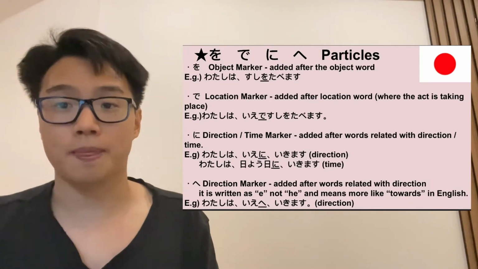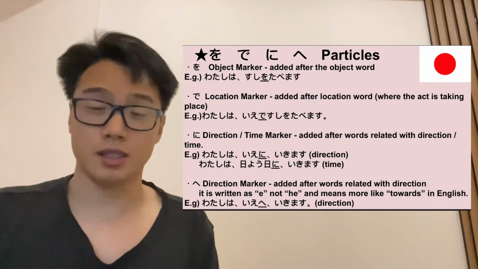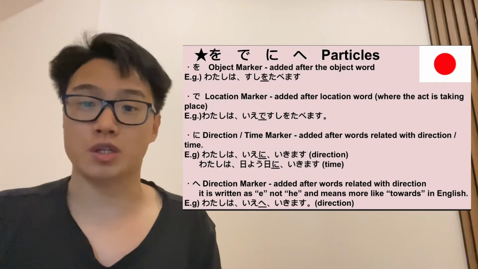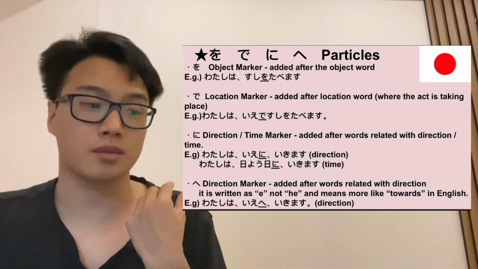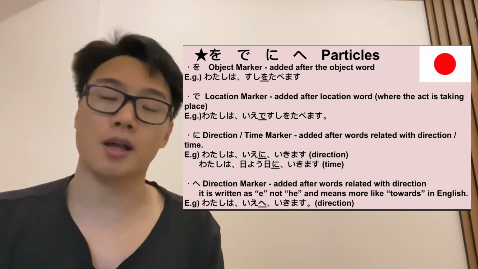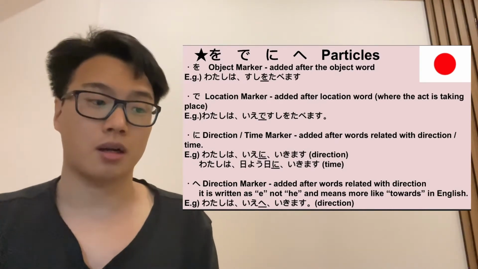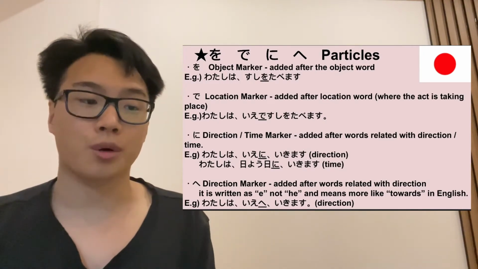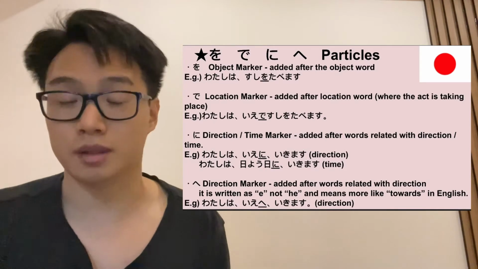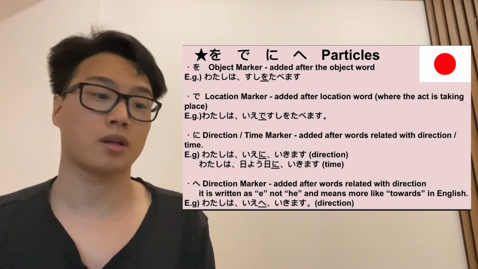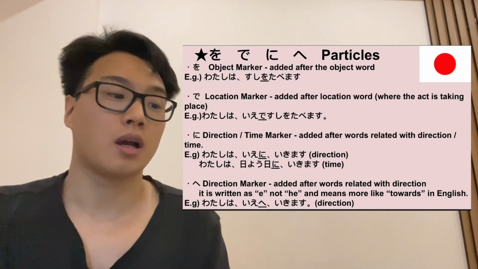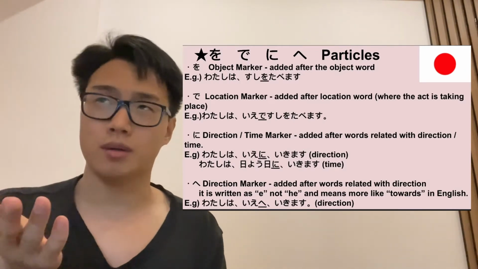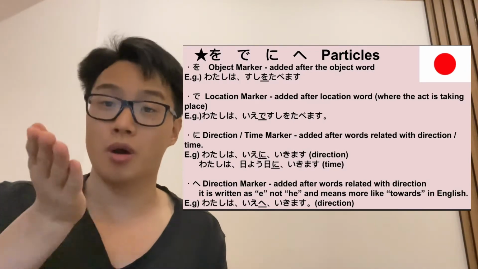And the third particle for today is ni. Actually, this one has two functions. One is direction marker, and the second is time marker. Again, this particle ni is added after words related with the location, direction, or time. For example, I go to home. I go to home, right? I go home. Wait, I go to my house.